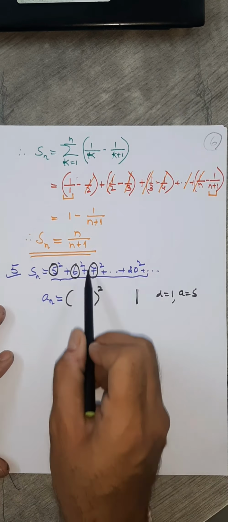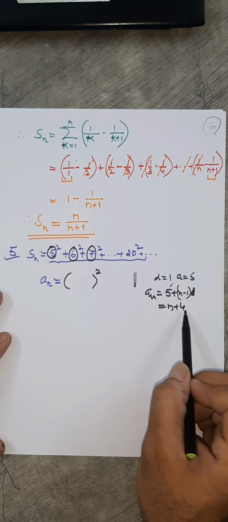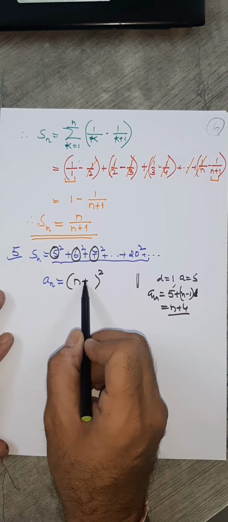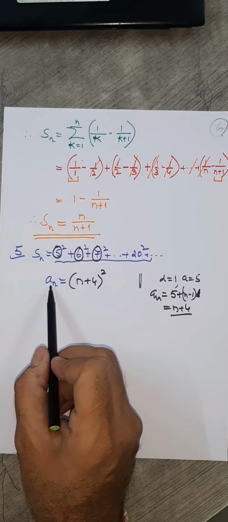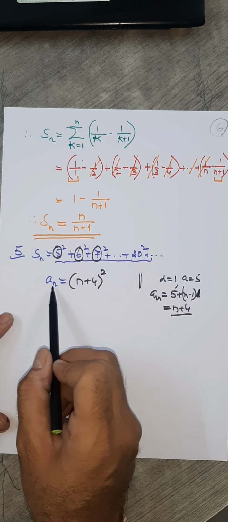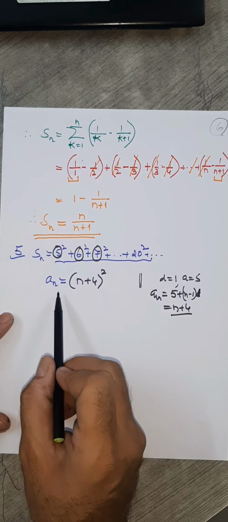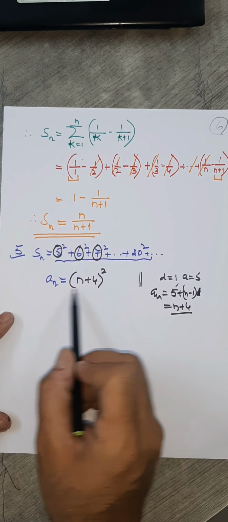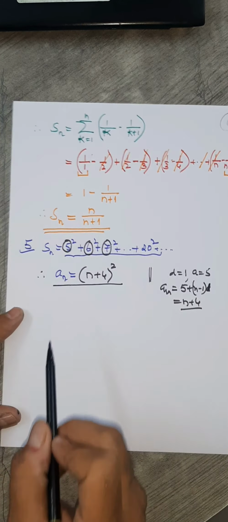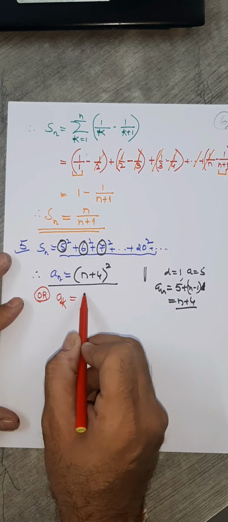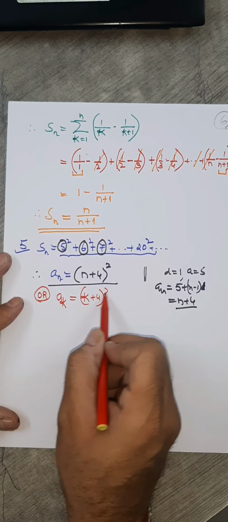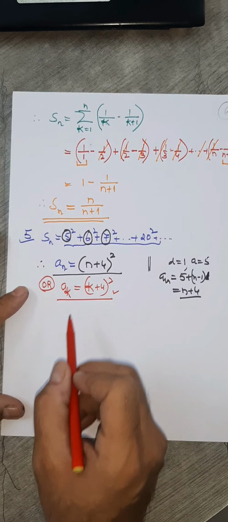So what is the nth term? A plus (n minus 1) into d. d is 1 here. So what will we get here? n plus how much? 4. So we'll get here (n plus 4) the whole square. Put n equals 1: 1 plus 4, 5 square. Put 2 here: 2 plus 4, 6 square. Put 3 here: 3 plus 4, 7 square and so on. So this is an. Done? An or ak, again I'm telling you, the kth term is (k plus 4) the whole square. It is not important whether you use k or n.